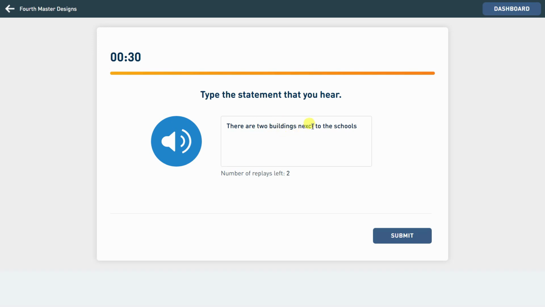There are 2 buildings next to the schools. No, it is school, I think. There are 2 buildings next to the school.